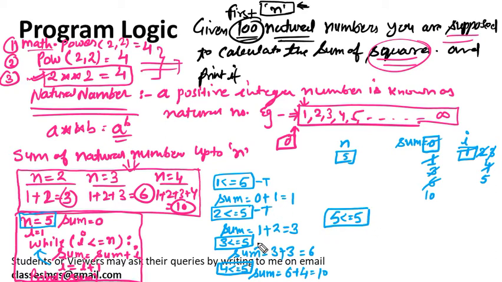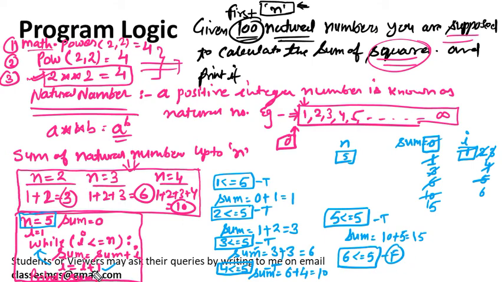These are all true conditions. Again true. Now sum equals sum plus i: the sum value is already 10, plus the i value 5, so 15, and the sum value will become 15. The i value is incremented, i equals i plus 1, so 6. This time 6 is less than or equal to 5, the condition goes false, and your loop will terminate. You are printing the value, and you have to print 15, so this is the sum of the n natural numbers. This way you can understand the logic of this program.